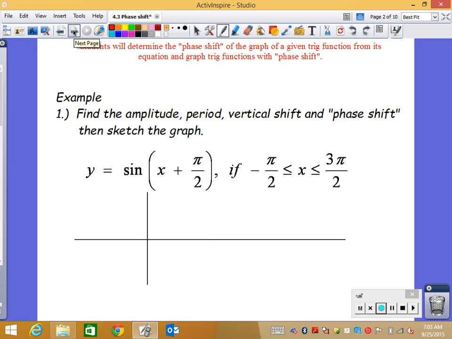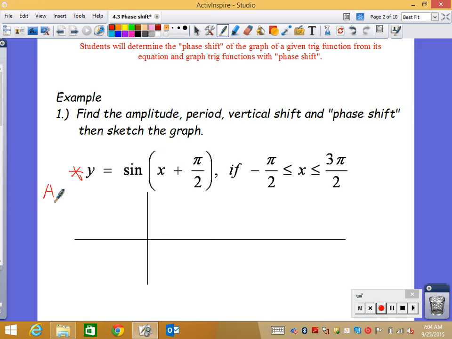So let's look at this quick. I want to first find the amplitude, period, vertical shift, and phase shift. Those are the key 4 things we're going to be looking at in every one of these problems. Amplitude, period, vertical shift, and phase shift of this graph. y is equal to sine of x plus pi over 2. Well, okay. You immediately see that we're adding to x. So we're going to be shifting to the left. So let's write out everything now.